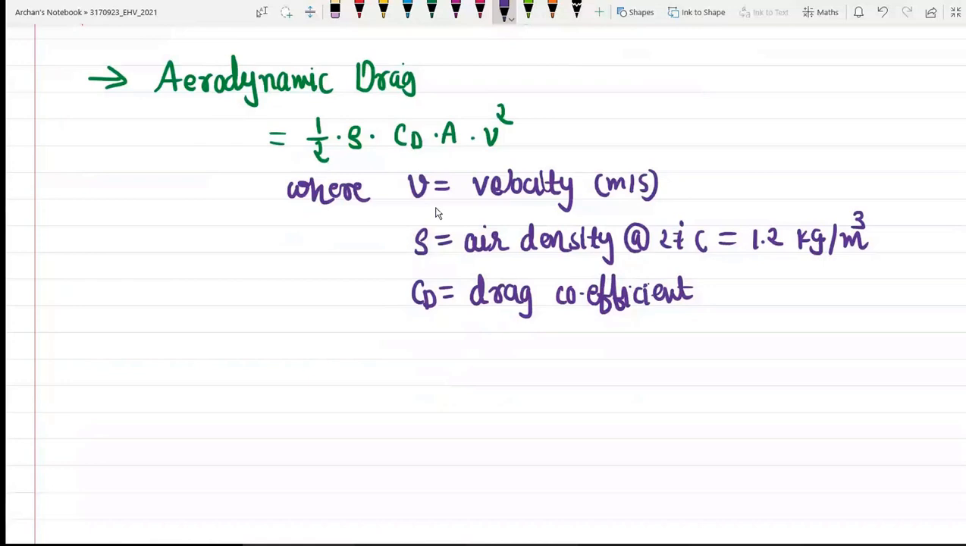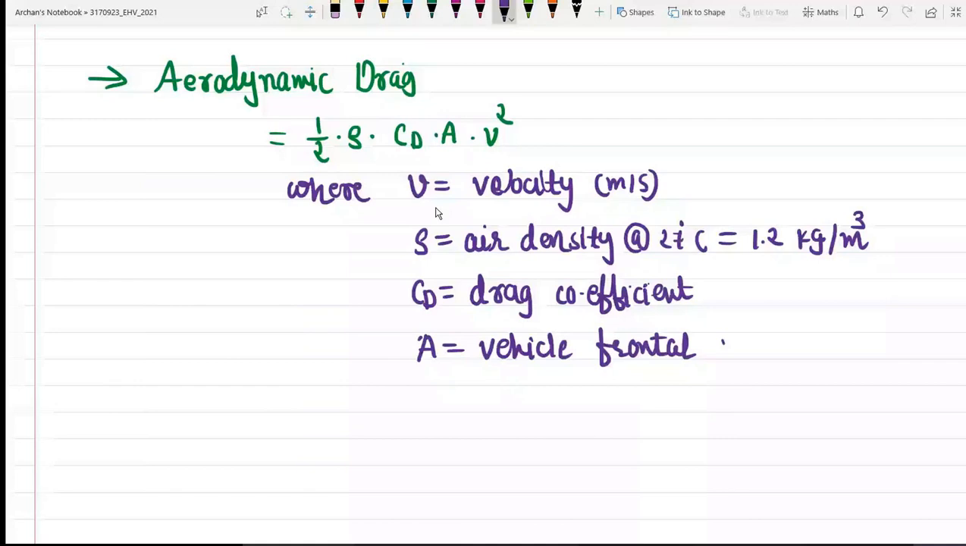And then there is A. This A is nothing but the vehicle frontal area, or you can say projected area, in meter square. So this is how we will be able to know the value of aerodynamic drag, and this is the amount of force which will act in opposition to the movement of the vehicle.